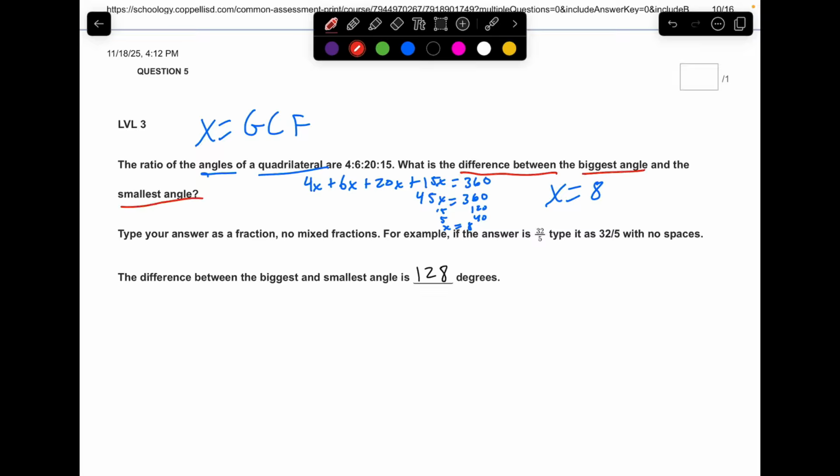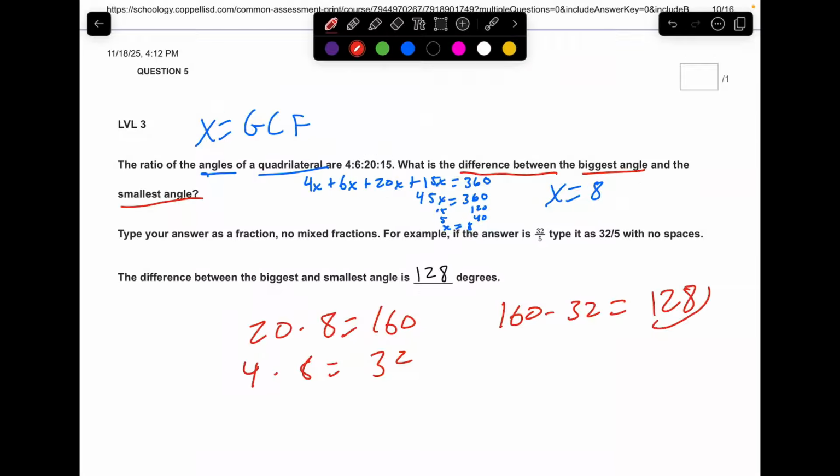So the biggest angle would be 20 times 8. And the smallest angle would be 4 times 8. So 160 minus 32 is the difference, and that is 128. Boom, shakalaka. Love it.